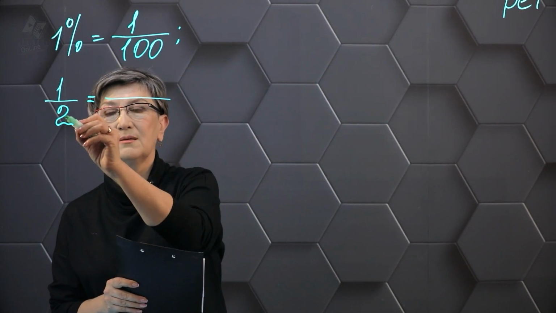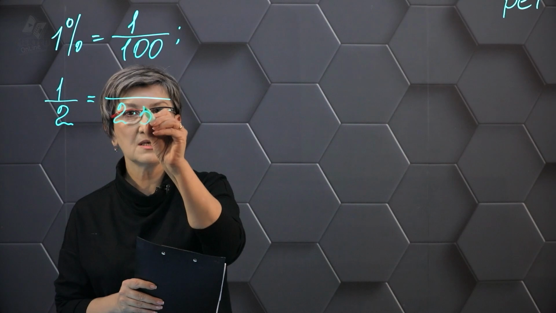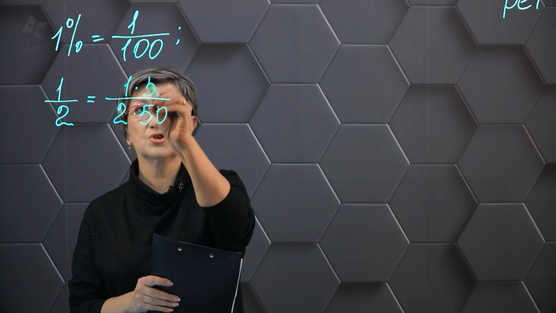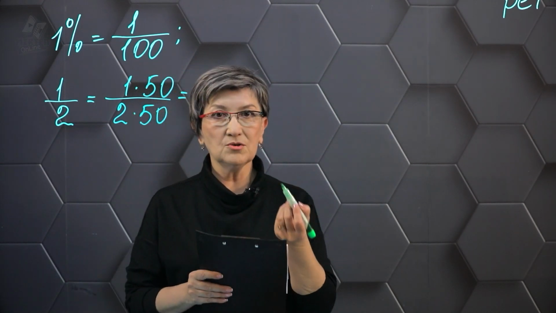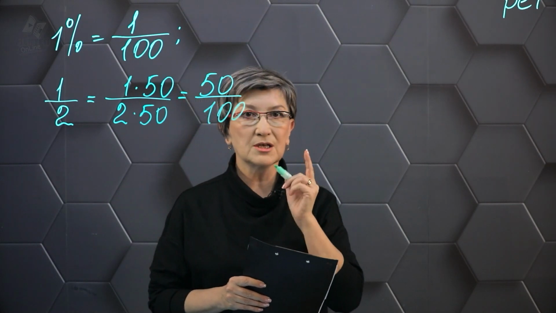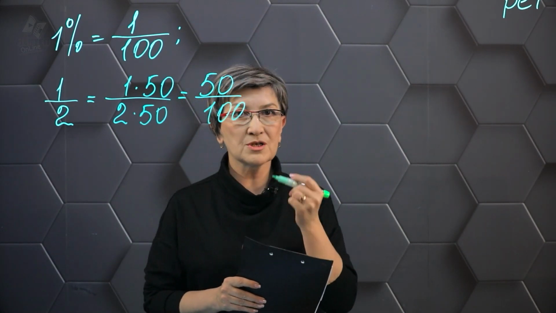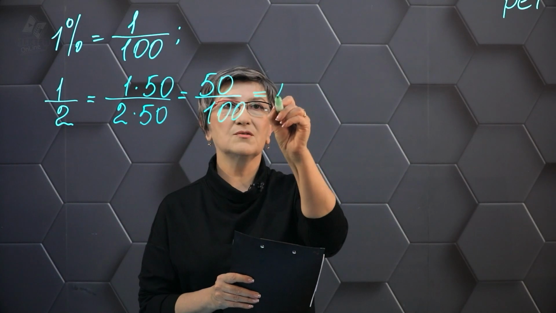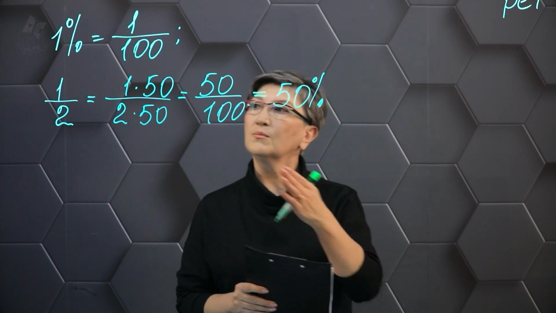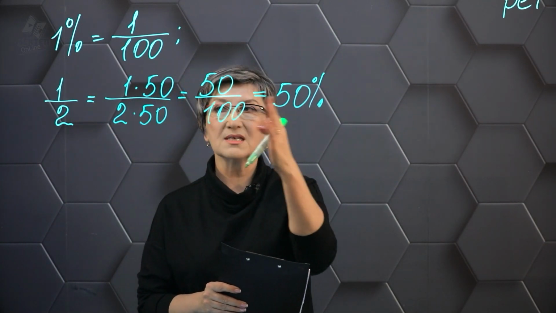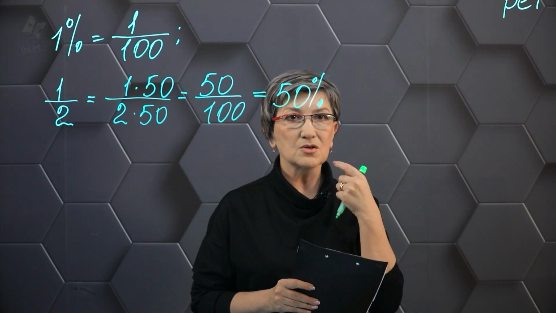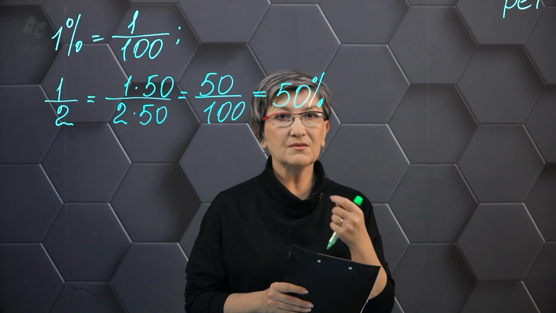In order for the denominator to be 100, I have to multiply 2 by 50. And if I multiply the denominator by 50, I also multiply the numerator by 50. As a result, I get the fraction 50/100ths. And if I have 50/100ths and need to write it as a percent, I write down 50%. That's all you need to do. That is, in order to convert a fraction to a percent, you first represent it with 100 as the denominator, and then you write it as a percent.